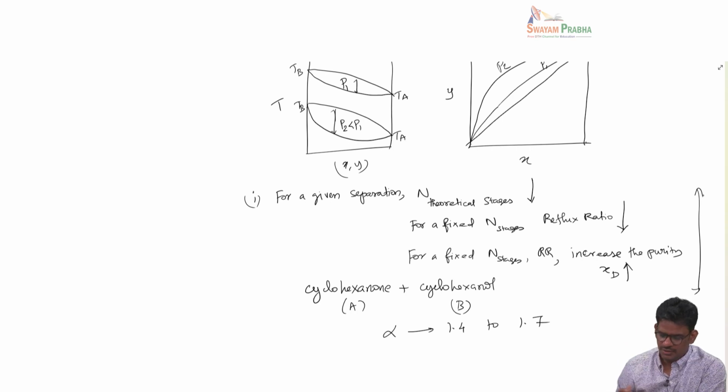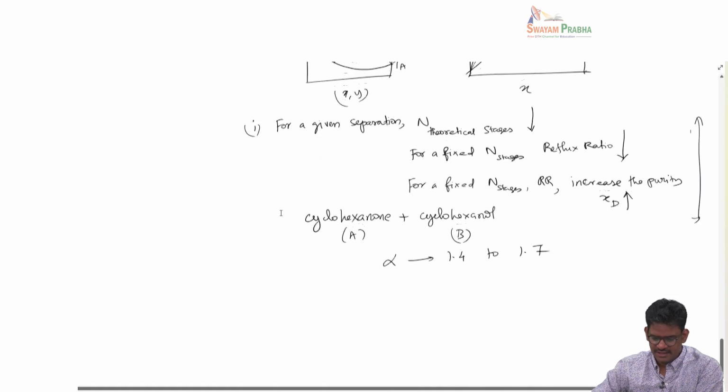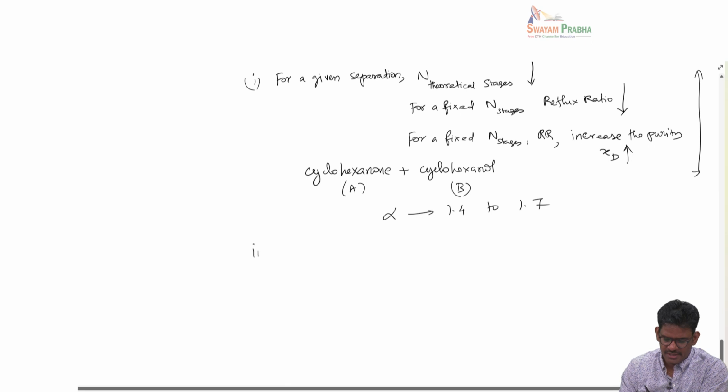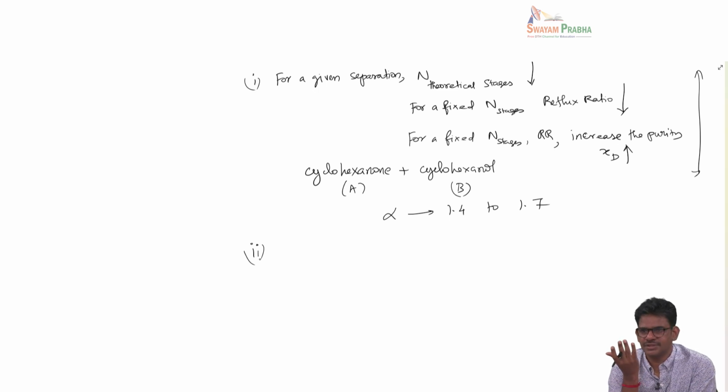Okay, so this is one of the reasons. The second reason is that sometimes the product at the reboiler may undergo some undesired reactions. Okay, it can decompose, or it can polymerize, or it can undergo some decoloration. Okay, all because of chemical changes.